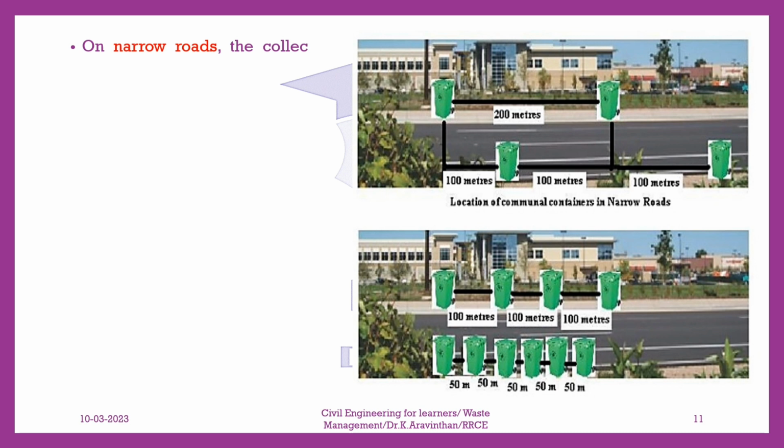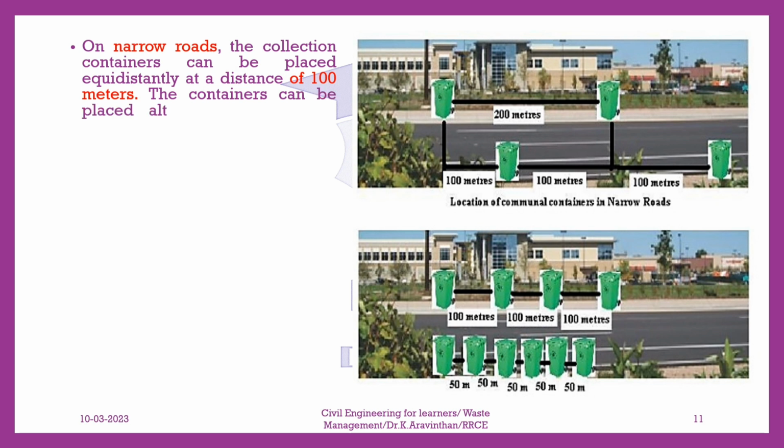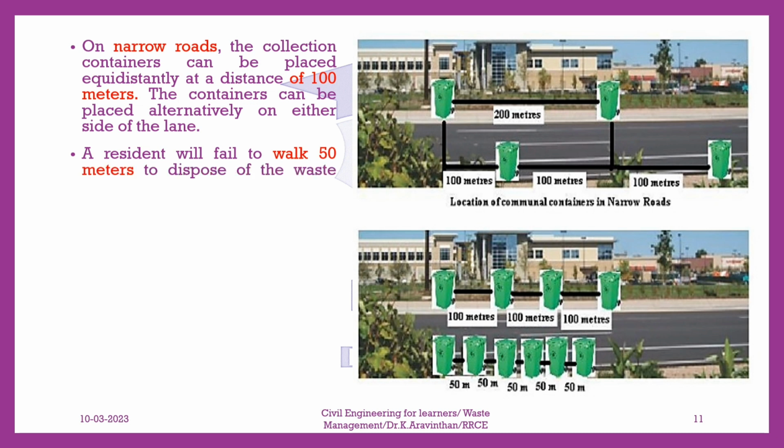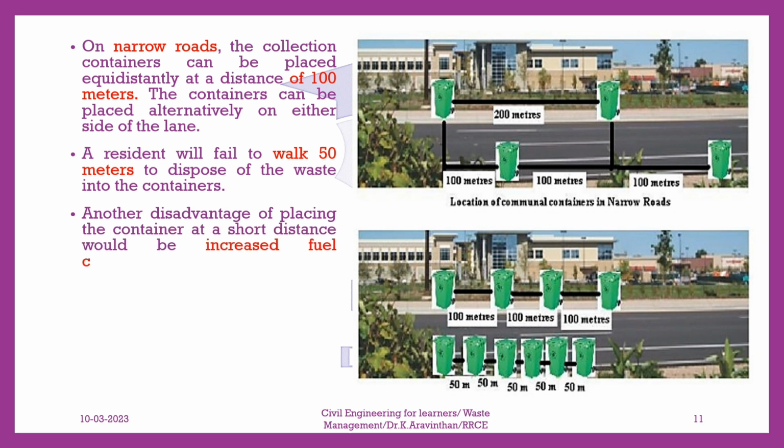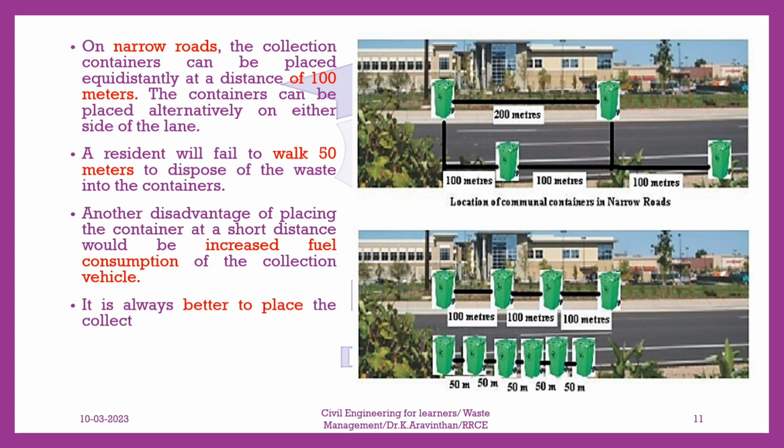On narrow roads, the collection containers can be placed equidistantly at a distance of 100 meters. The containers can be placed alternately on either side of the lane. A resident will fail to walk 50 meters to dispose of the waste into the containers. Another disadvantage of placing the container at a short distance would be increased fuel consumption of the collection vehicle. It is always better to place the collection container at the end of the street. This would minimize the collection and the transportation cost.